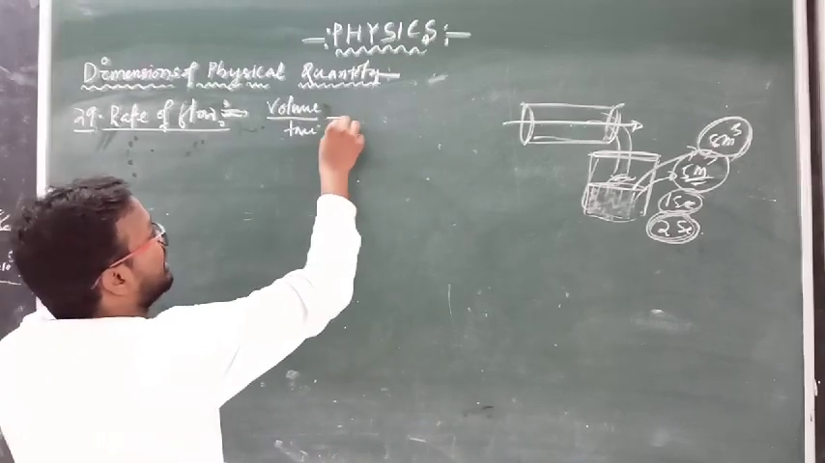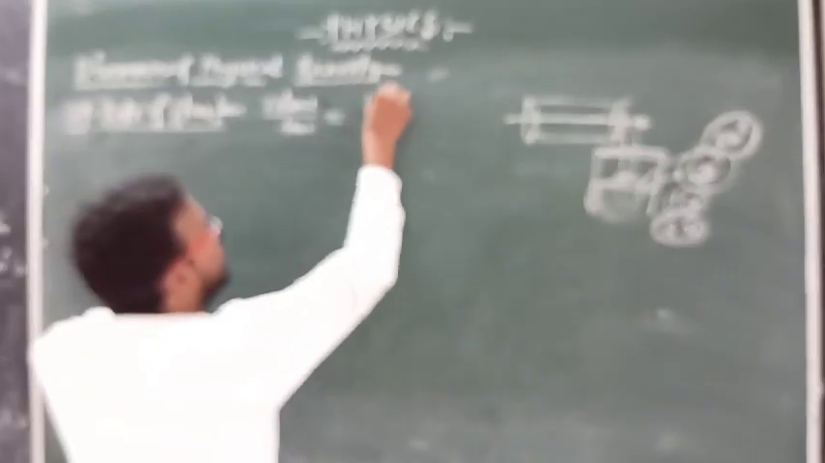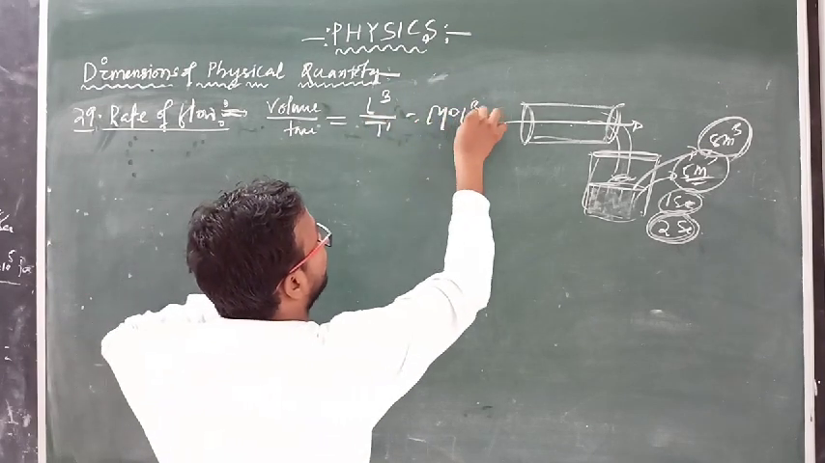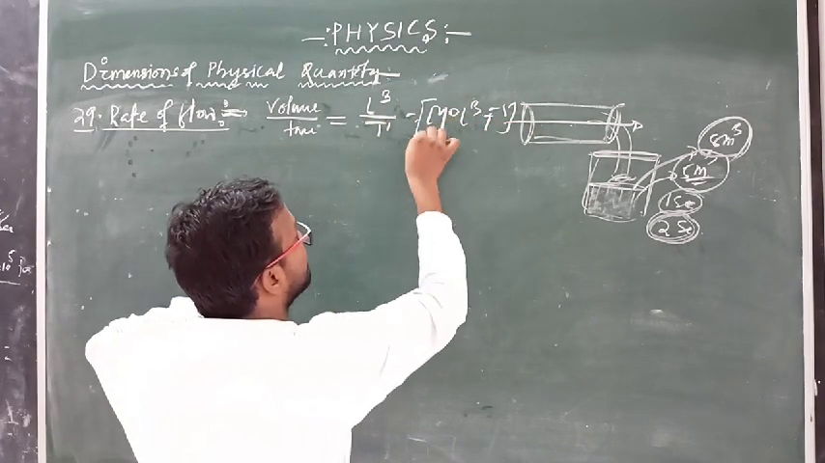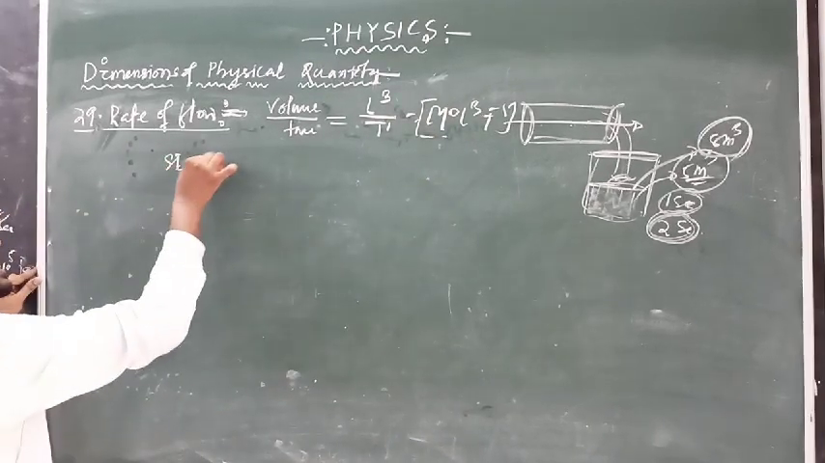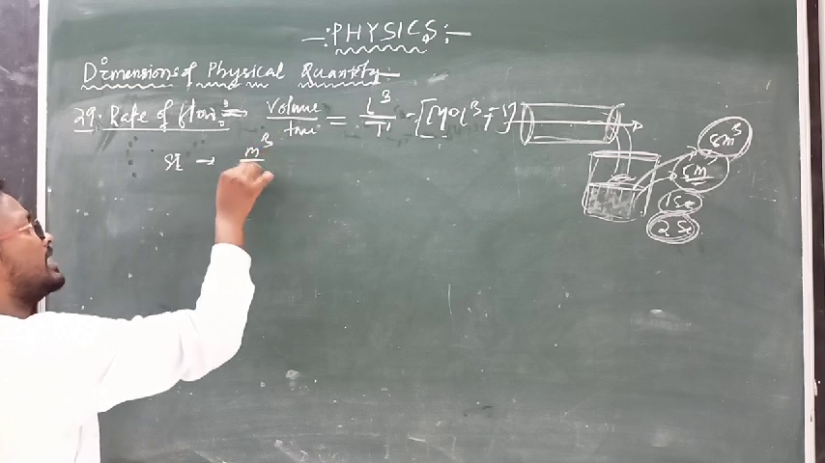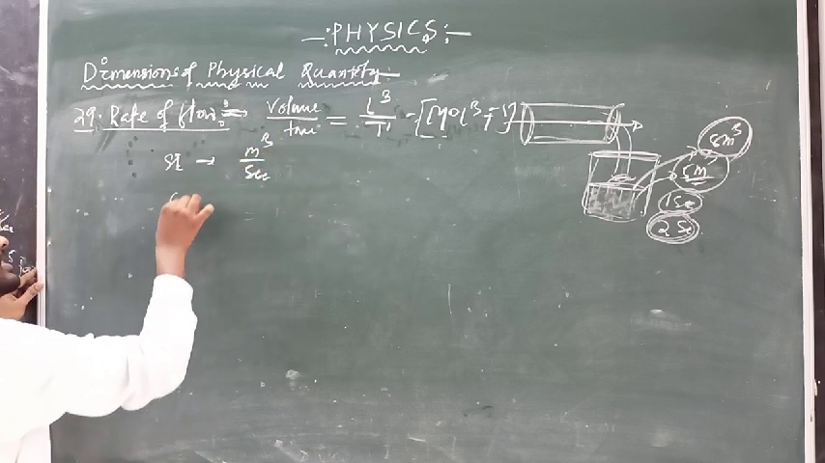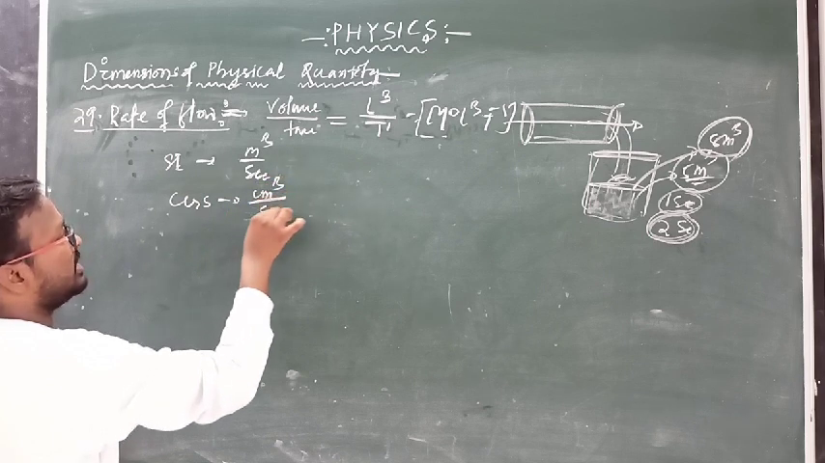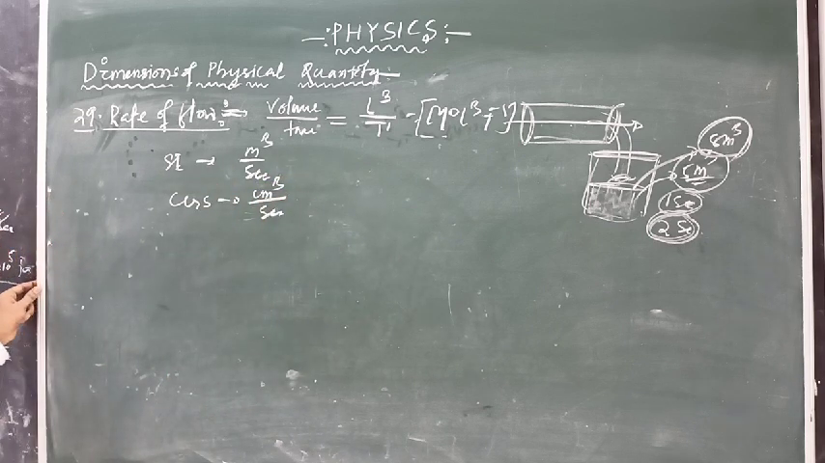So its dimensional formula, we can write volume and dimension, that is L3 divided by T1, so M0 L3 T minus 1 is the dimensional formula of rate of flow. Or if you want to write the SI unit, meter cube divided by second, and CGS unit, centimeter cube per second is rate of flow.